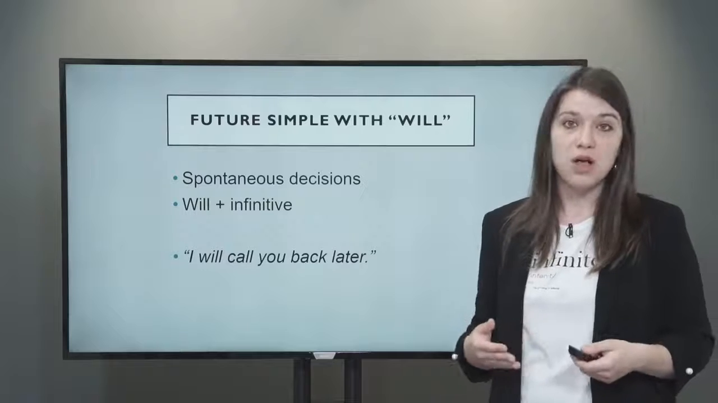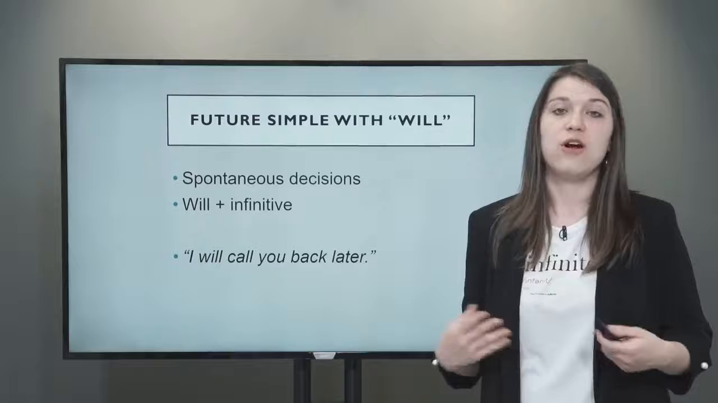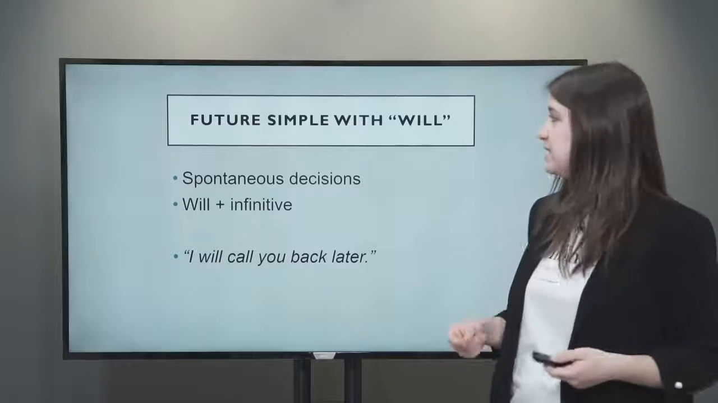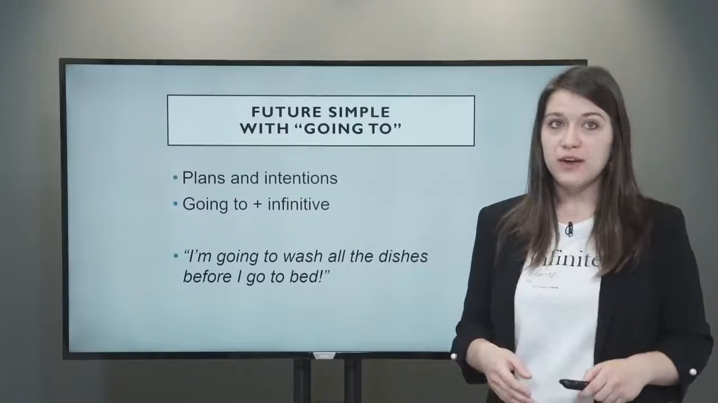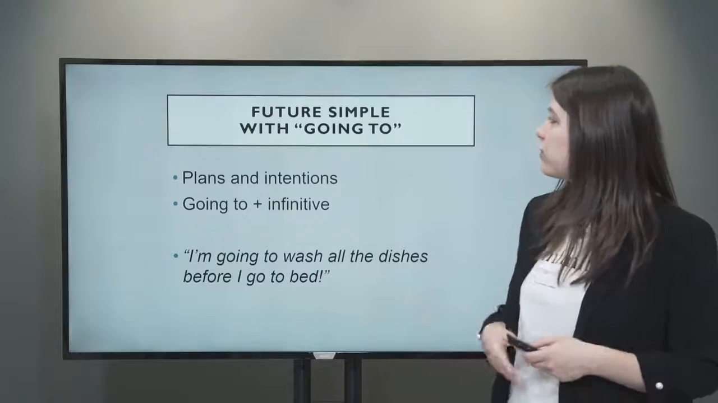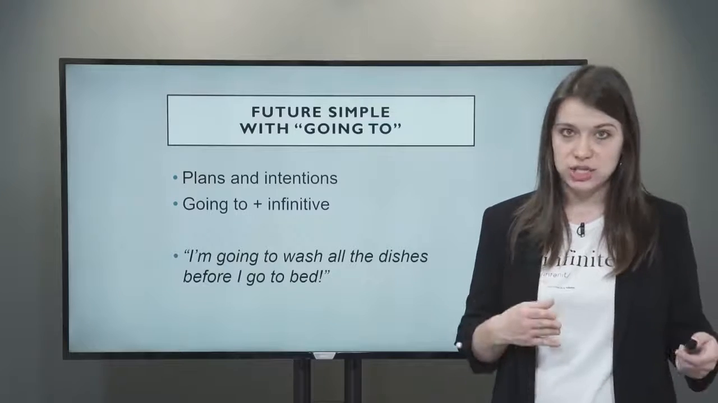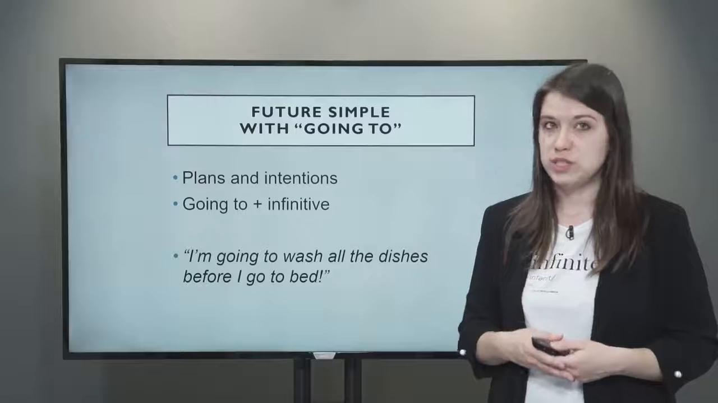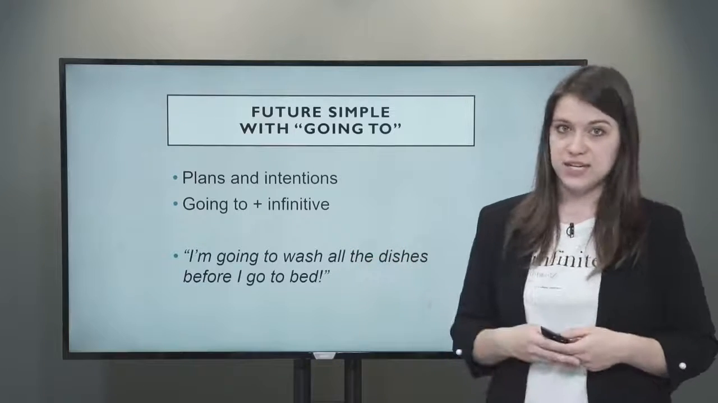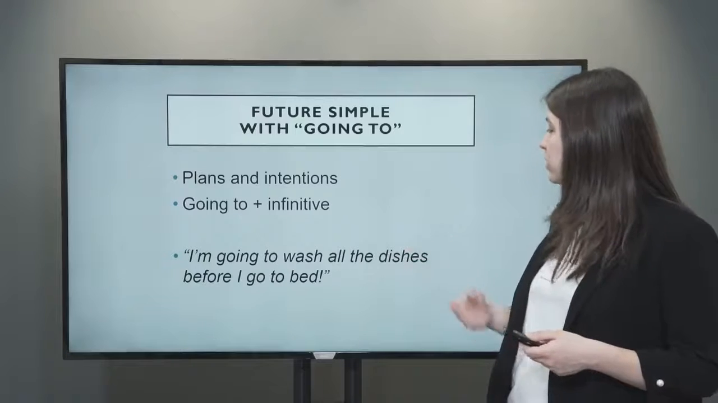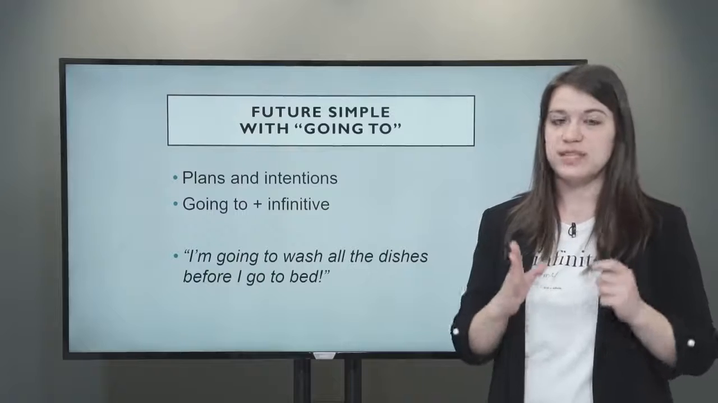So if someone calls and you're busy, then you can say in the moment, I'll call you back later, or I will call you back later. This is something that you decide spontaneously. On the other hand, the other way to form the future simple is with going to. So we use this for plans and intentions, things that we know we're going to do. So we use going to plus the infinitive. For example, I'm going to wash all the dishes before I go to bed. This is something that you know, it's a plan.